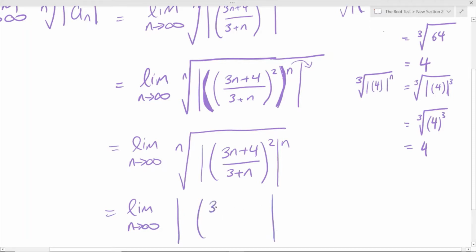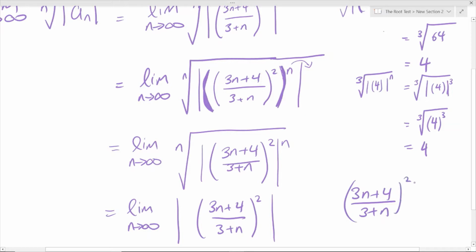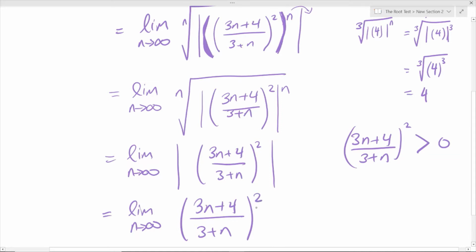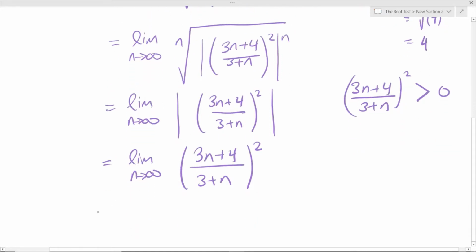We technically don't need to write the absolute value sign, and that is because this whole thing, as mentioned before, is positive, because we have a square right here. So since this whole thing is positive, we don't need the absolute value sign. So I'm going to get rid of the absolute values so we can make it look simpler. There we go. And now we can evaluate this limit.